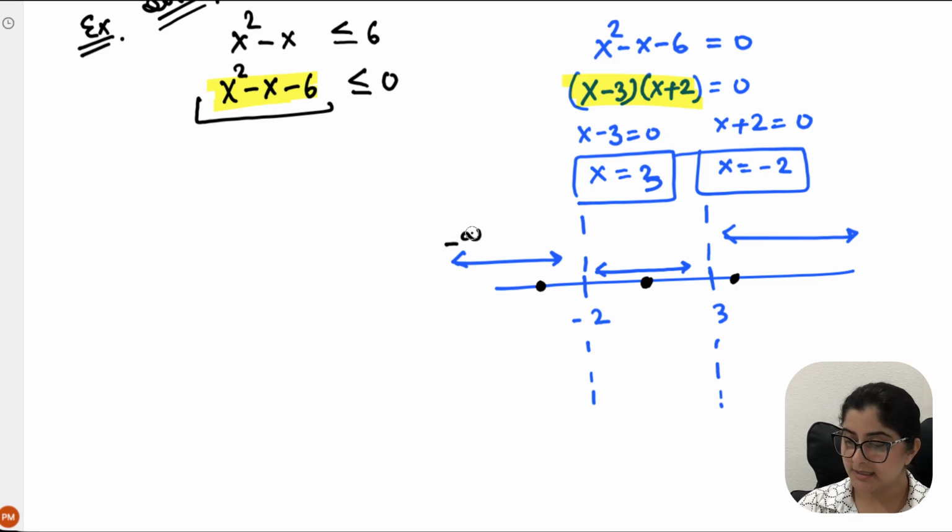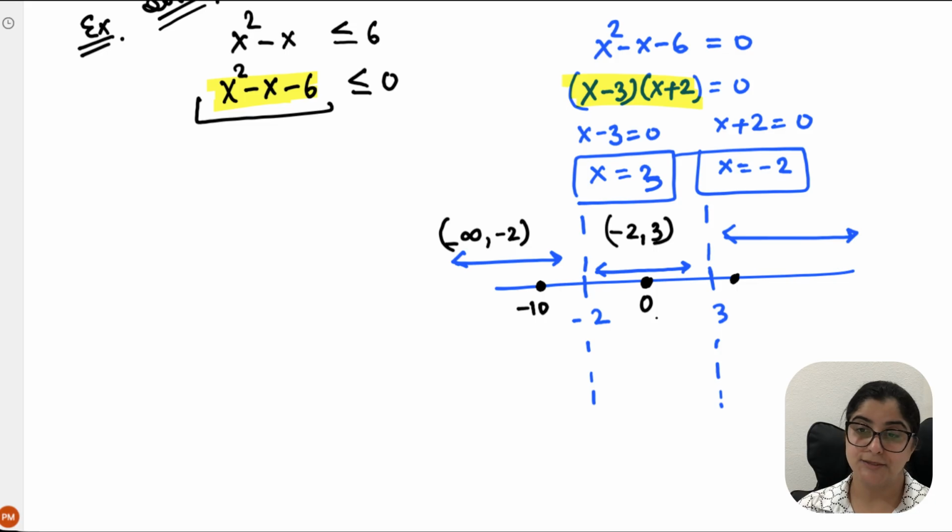The first interval starts from minus infinity and finishes at minus 2. I can pick minus 10 in this one. You can pick minus 3, or minus 100, whatever value you want. The second interval is minus 2 to 3. I'm going to put 0, the easiest one. The easiest value is always nice to work with. The third interval is 3 to infinity. I'm going to use 4 here as a testing value.